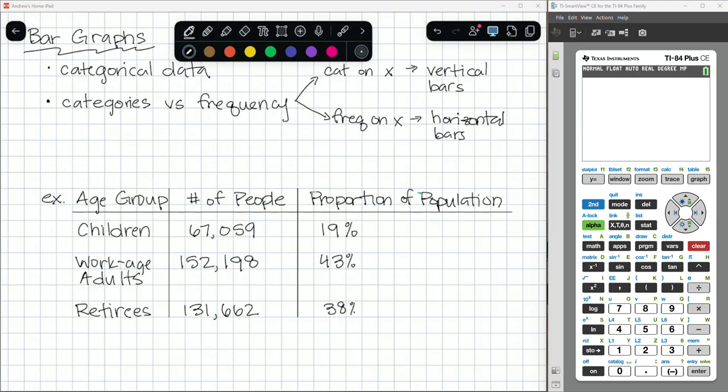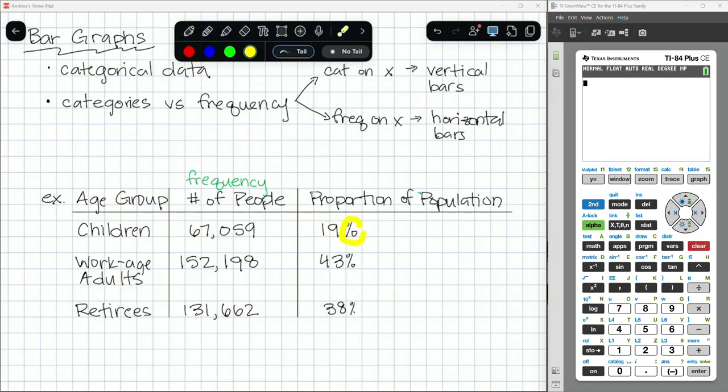So what you have here is a data table based on the population of a specific small town. We've broken that population down by age group. So we have children, working age adults, and retirees. And then I have two extra columns with numbers in them. I have a number of people column, which is a count, which I recognized as frequency in statistics class. And then I have a column with percentages that's labeled proportion of population.